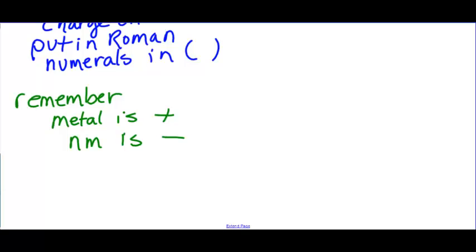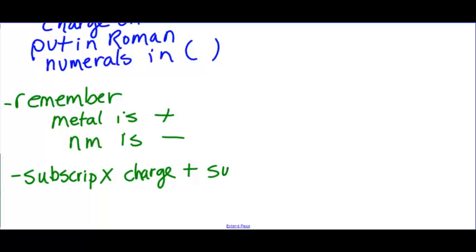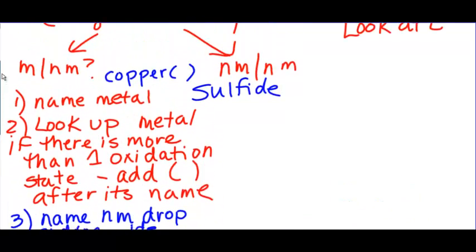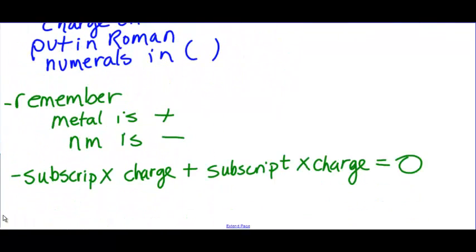Okay? So also remember that I call it the subscript times, there should be a T there, the charge plus the subscript times the charge has to add up to 0. Okie dokie. You ready? This one's not so bad. It gets a little funky in a minute. You got that? I'll just write it up here.